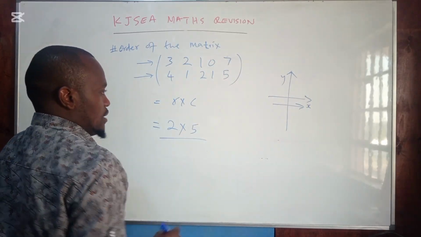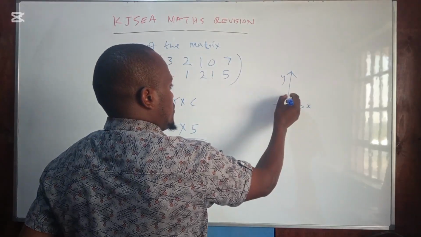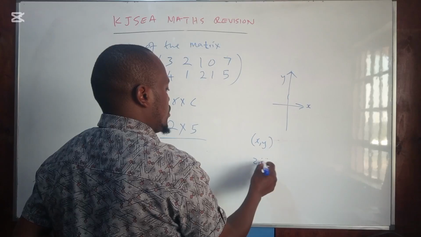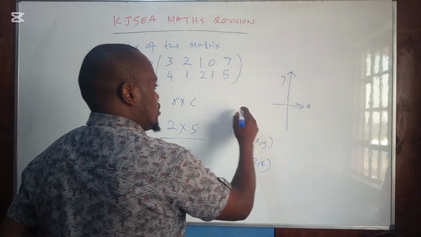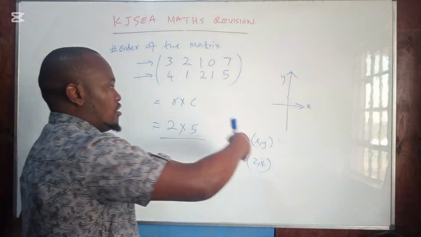This was the answer. You can use that concept to illustrate, to remember when you're given a point like x, y, or 2, 4. We start with going this way, x, the rows, and this way columns, which is the y-axis.